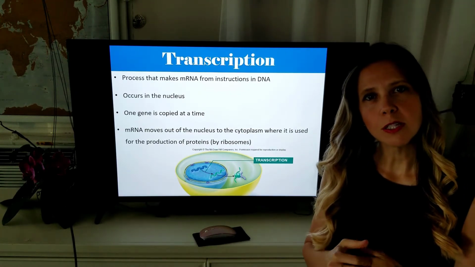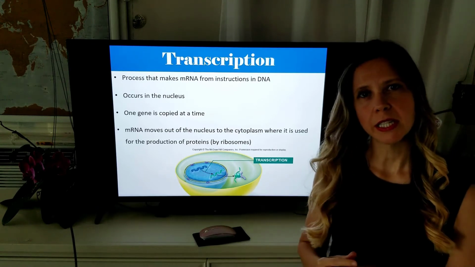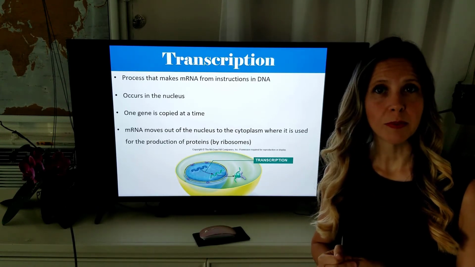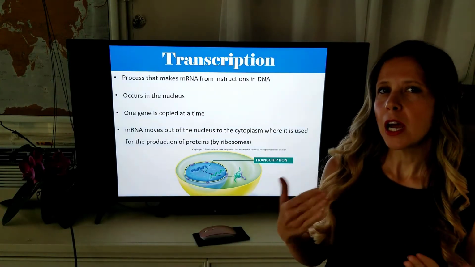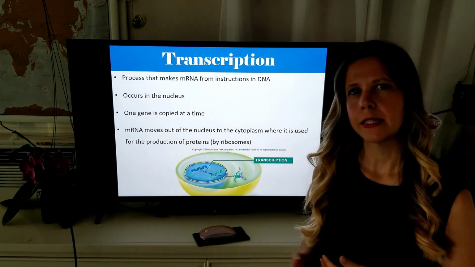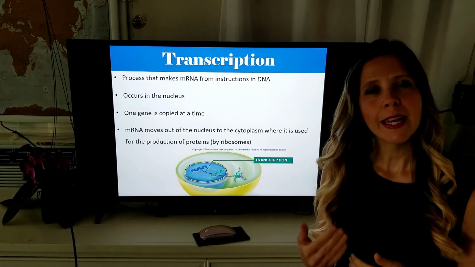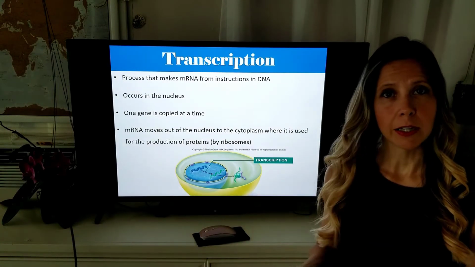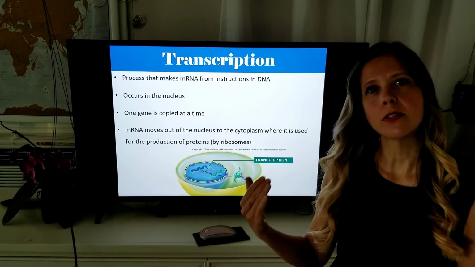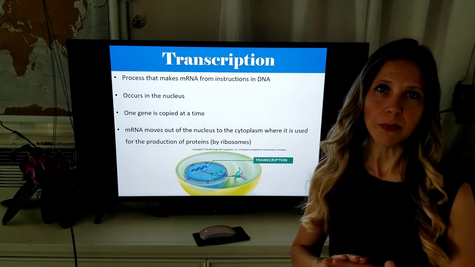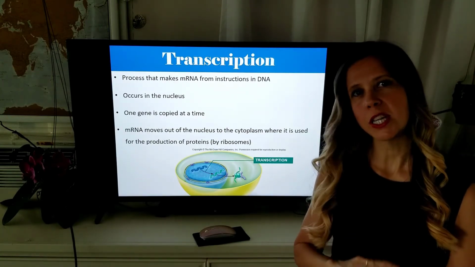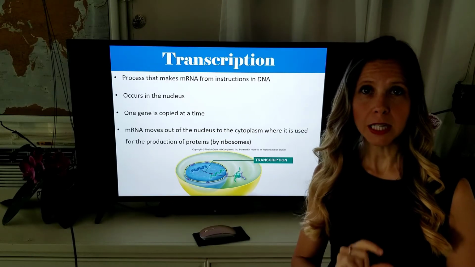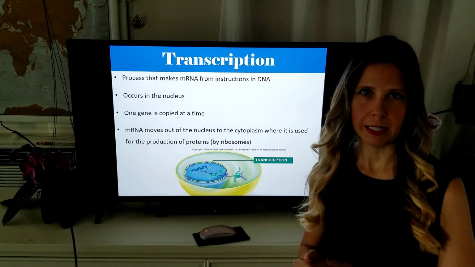So transcription is where we're taking the information in DNA and converting it into messenger RNA. Think of it as if you're transcribing something, you're remaining in the same language. So we're remaining in the language of nucleotides. However, when we get to translation, if you translate something, you change from one language to the other. So in translation, we change from the language of nucleotides to the language of amino acids.